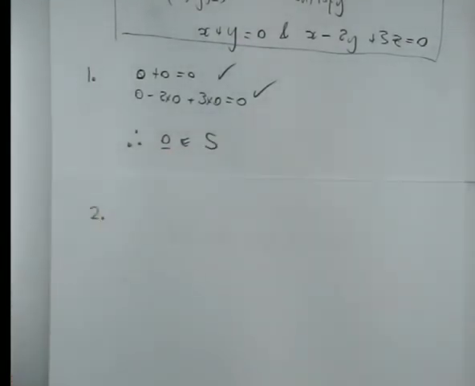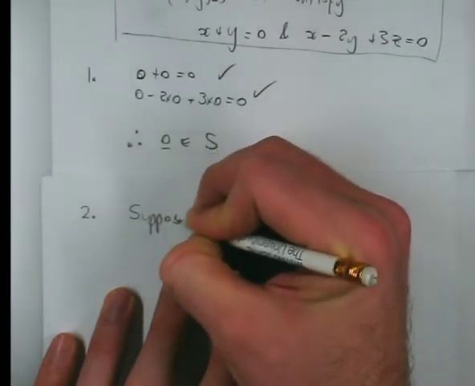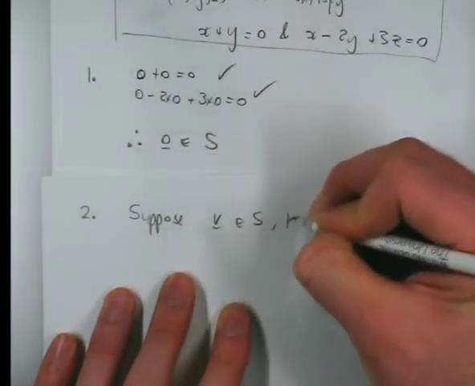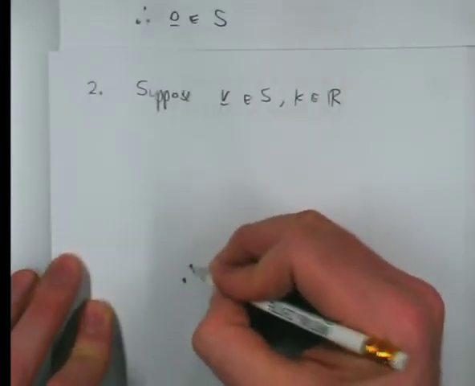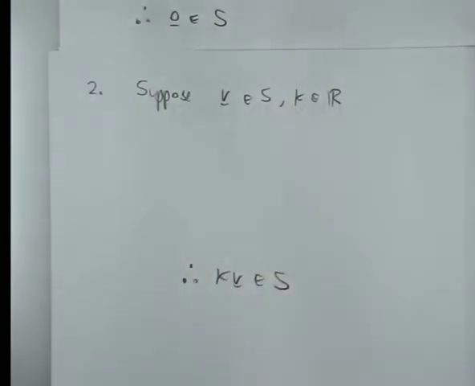2. Law number 2 for subspaces says if V is in S and K is in R, then KV is in S. And so that as a proof will look like this. Suppose V is in S and K is in R. And then I will do some working, and at the end of that working I will say KV is in S. That's what the proof will look like. And I need to fill in working.